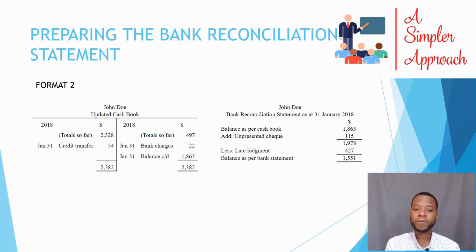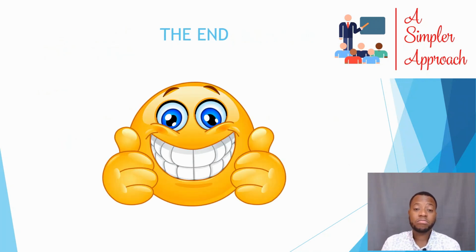All right. And you start the bank recon statement with the updated balance, which is now 1,863. Take care of your unpresented check. Take care of your late lodgements. This example doesn't have any errors, so this pretty much would be it. And once again, balance as per bank statement 1,551. You would come back to the same response, to the same answer rather. All right. Now, that's it. That's the bank reconciliation statement, made as simple as possible.